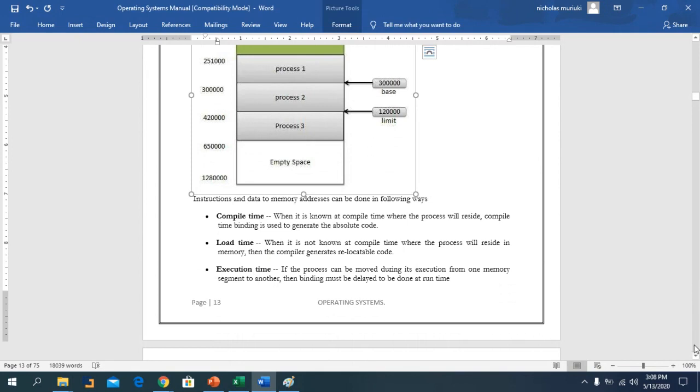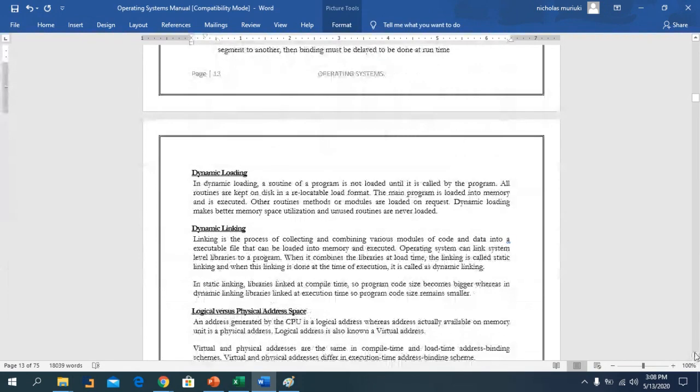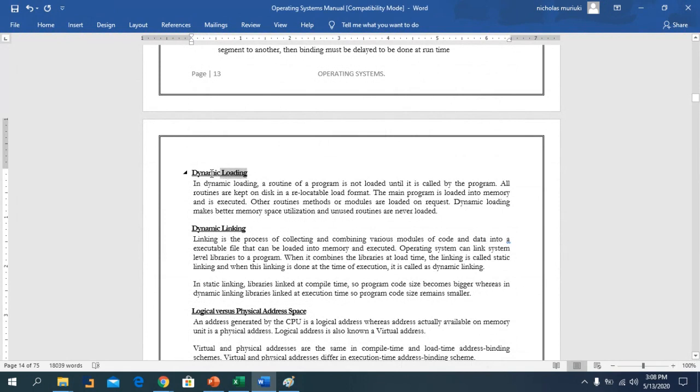So for that case, memory tries to work with various functions, either dynamic loading or dynamic linking. And the moment you talk about dynamic loading, this is where, when the process comes, it loads immediately. So if the memory is empty, automatically it loads immediately by linking some processes in the execution, from small to big fashion of execution.